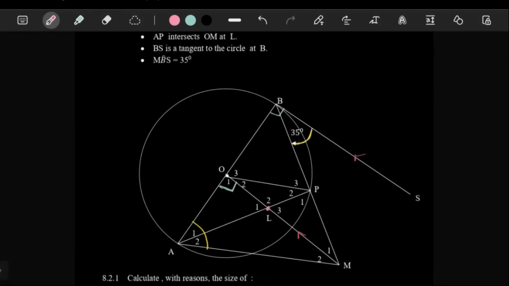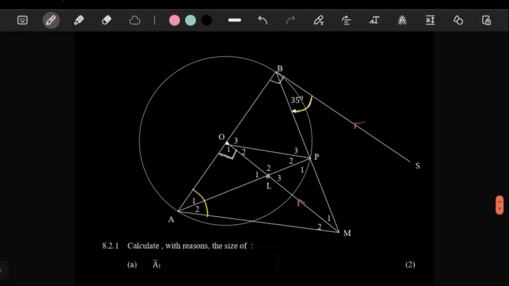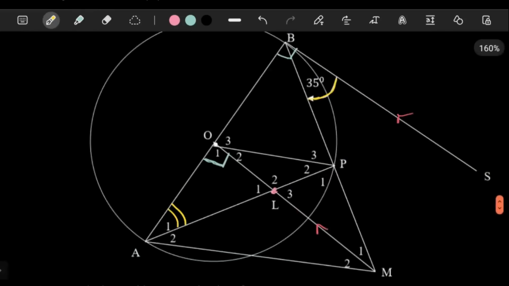So they say this is 35. Fine. So they say calculate with reasons the size of A1. So A1 is this small angle over there. Oh, no. I made a mistake. No, man. A1 is the one that's 35 because of the tan chord theorem. Excuse me. I'd made a big boo-boo.